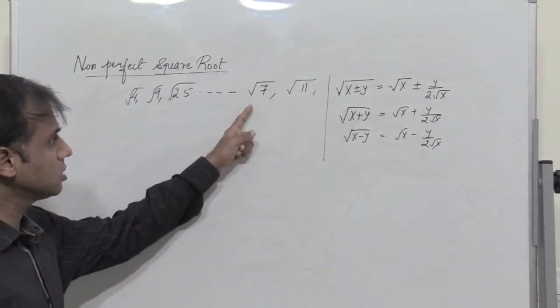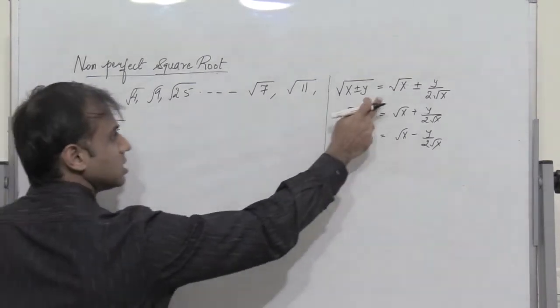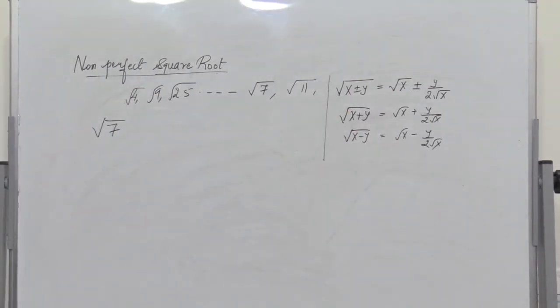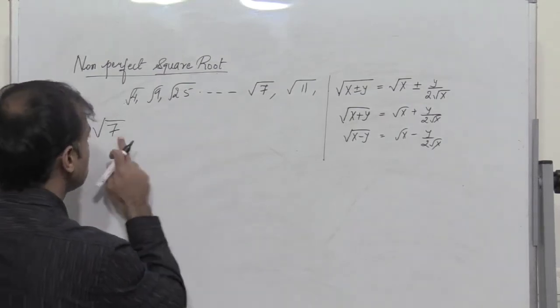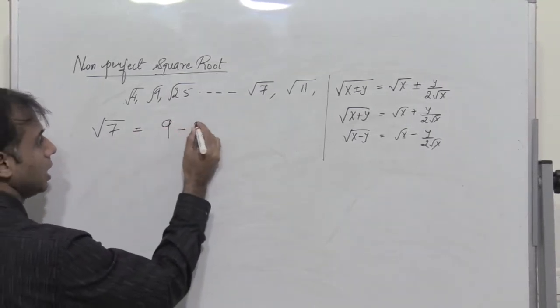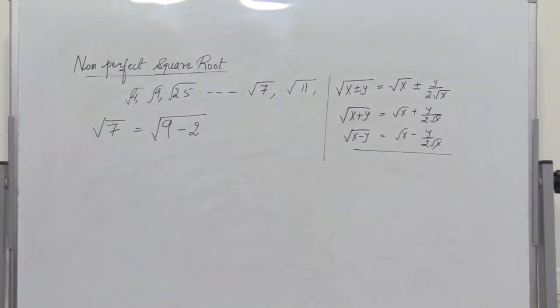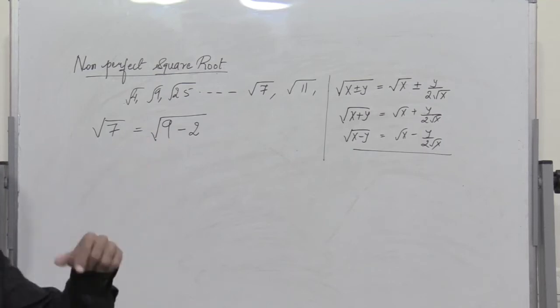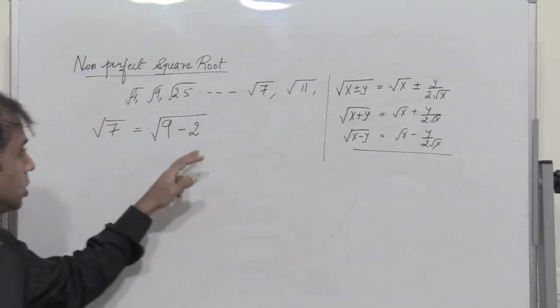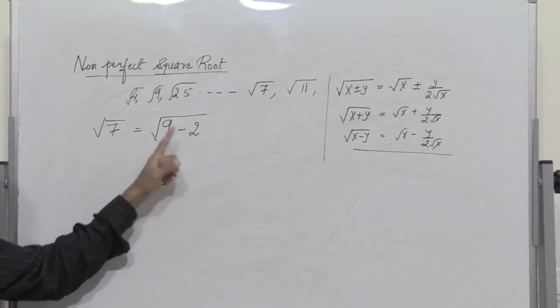So let's try to find the square root of 7. Now what is x? x is a perfect square number which is closest to 7. A perfect square number which is closest to 7 is 9. And how do I get 7? 9 minus 2. So x is always a perfect square, so we need to choose a perfect square which is closest to the given number. 9 is closest to 7, so I have 9 minus 2.